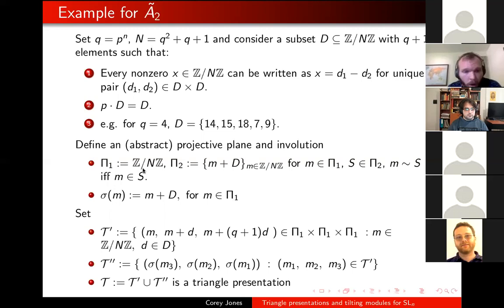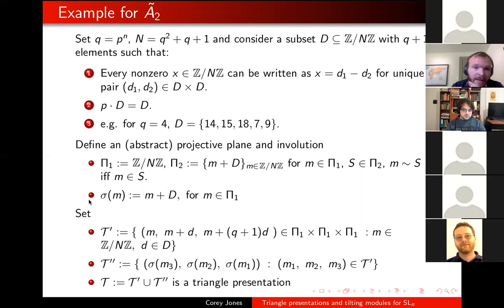So set pi1 to just be the group, Z mod NZ itself. Pi2 to be the collection of sets which are just translates of D. So just take D and take all of its translates by group elements, and that collection of those sets will be pi2. And then we'll define an incidence relation. So if M is in pi1 and S is in pi2, they're going to be incident exactly if this element is in that corresponding set. So it's just containment, and that's it.